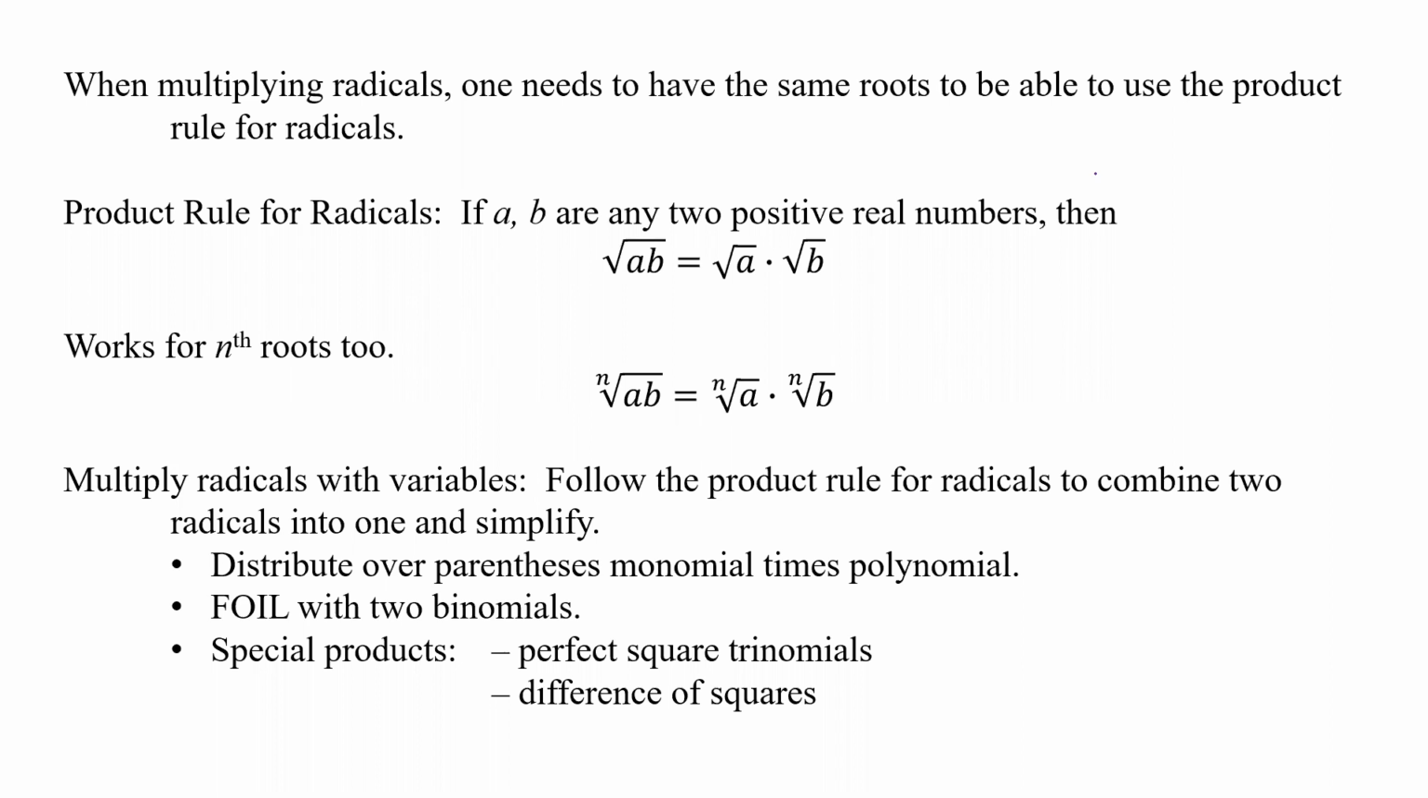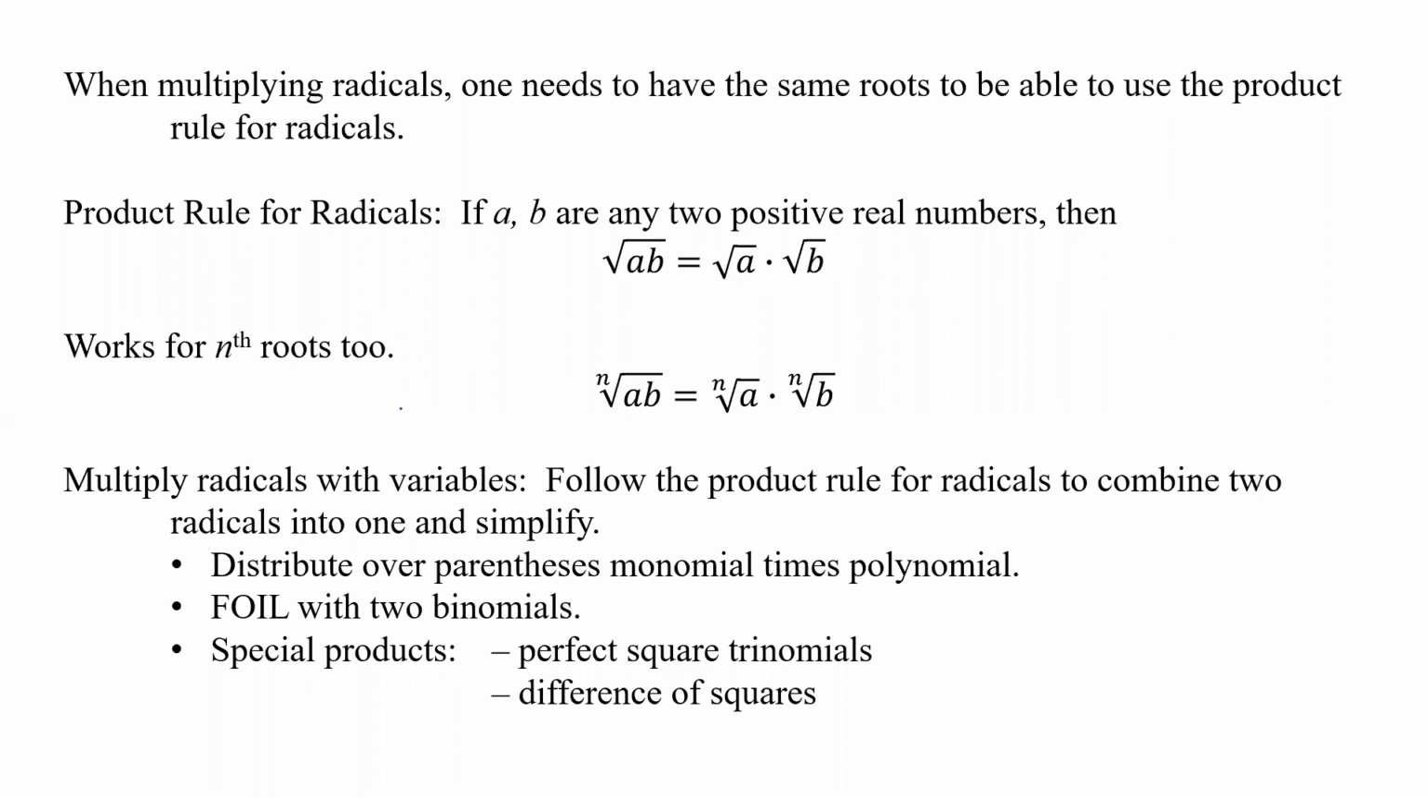The product rule for radicals says that if a and b are two positive real numbers, then the square root of a times b is equal to the square root of a times the square root of b. And this works for the nth roots as well. So the nth root of a times b is equal to the nth root of a times the nth root of b.